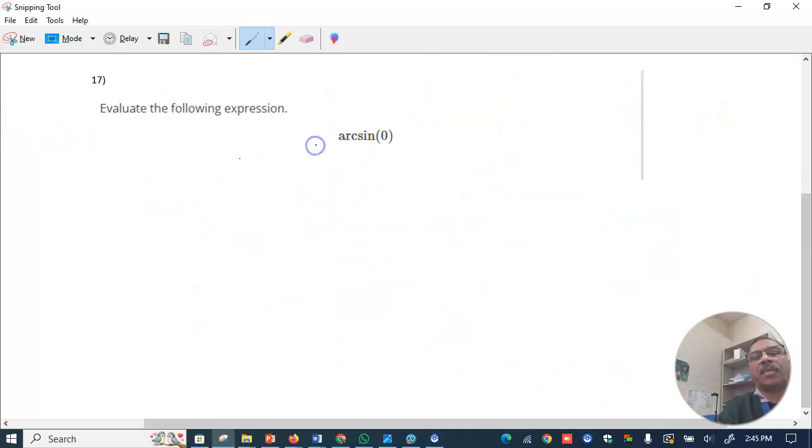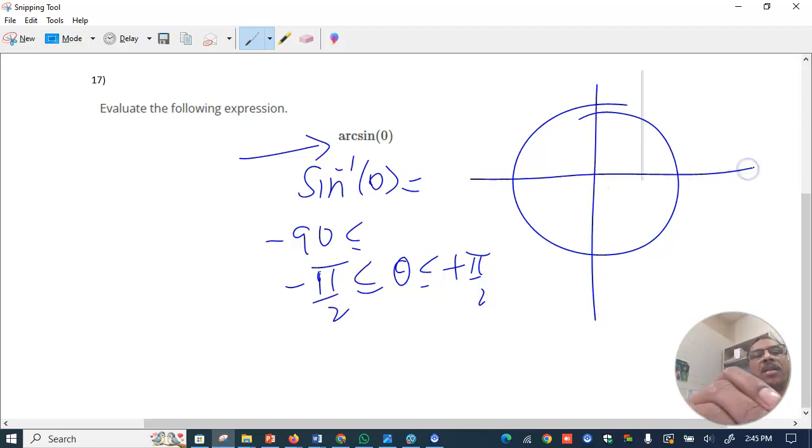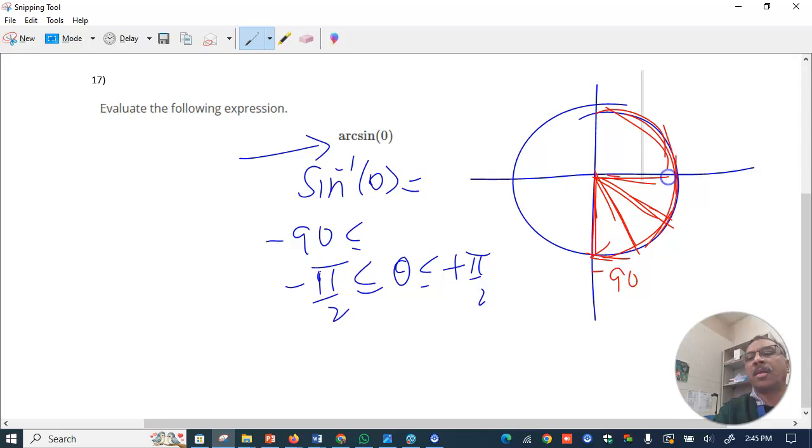So this time the question is arcsine. That means it is sine inverse of what? The answer has to be from -90, minus pi by 2, and the angle has to be up to plus pi by 2. And you can see on the unit circle that the arc we have to use starts from -90 here. So it's like going -90 here. This will be -60, -30, and that's 0.